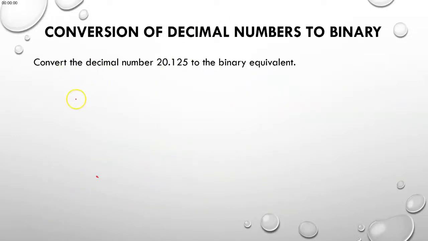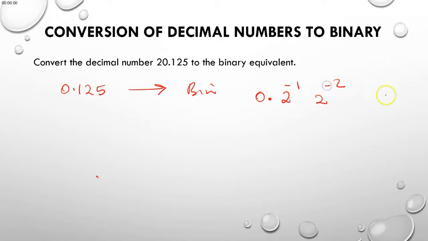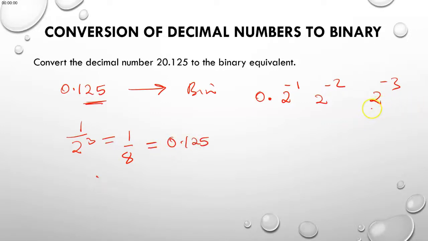For method 2, we want to convert 0.125 from decimal to binary. We know that the powers in binary are 2 to the power minus 1, 2 to the power minus 2, 2 to the power minus 3. We want to find the one that represents this number. The first one is 0.5, which is far bigger than this number. The second one is 0.25, still bigger. The third one is 1 over 2 to the power 3, which is equivalent to 1 over 8, or 0.125. And therefore, this is the number that will give us a 1. The others, we give them a 0.